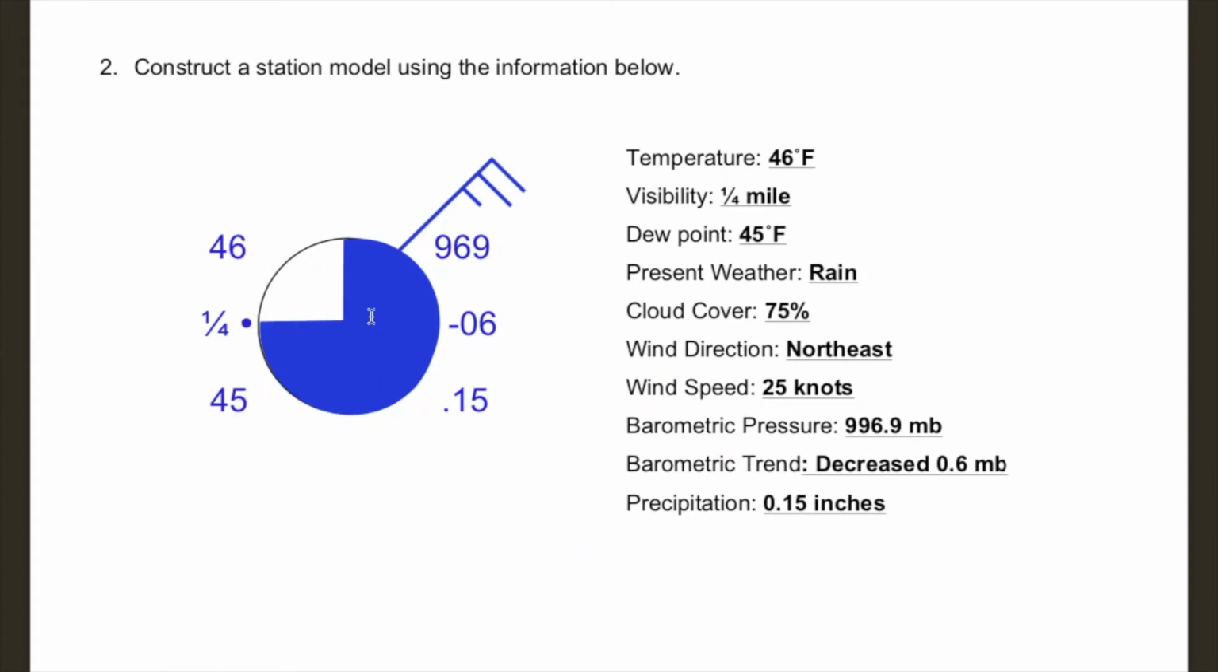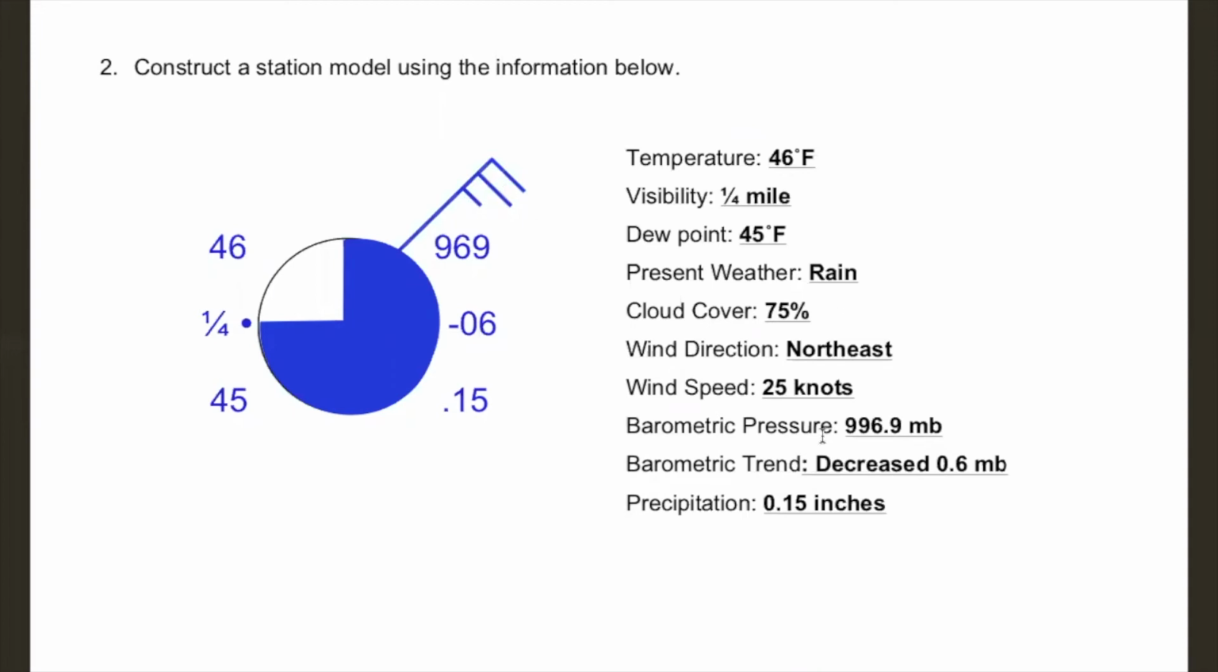Cloud cover is 75%, so you would color 75% of the circle. Okay, the wind direction is northeast, so you would draw your stick to the northeast direction. Okay, your wind speed, 25 knots. So 2 big sticks is 20 knots, 10, 20, and then a fiver, a short one, it would be 5 knots. So 10, 20, 5.